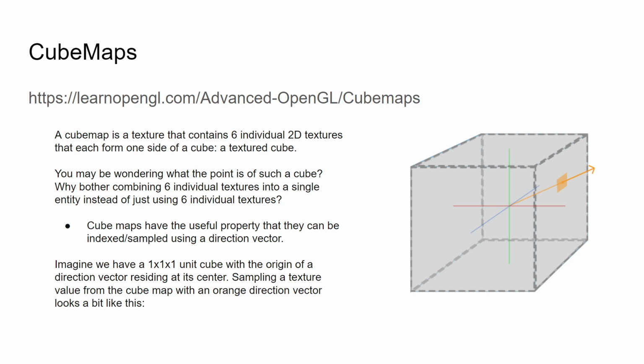So imagine you have a 1 by 1 by 1 unit cube with the origin of the direction vector residing at the center of the cube, and you sample the texture value from the cube map with an orange direction vector that looks a bit like this, right? So we can kind of see the orange coming through in this slide, right? If we had that vector and it poked right through the surface of the cube, voila, that's the pixel to use.